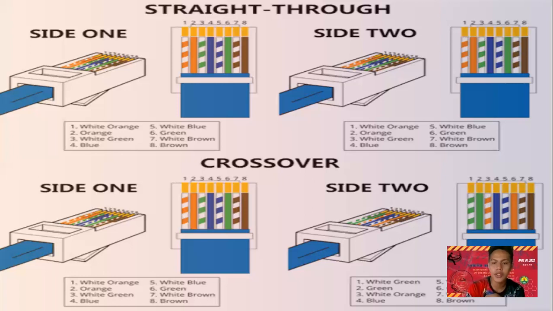So after you set the color combination, just cut it into a straight one for you to be able to put this wire into the RJ45 correctly. So if you put it in a straight way, it is possible that your connection will be successful.